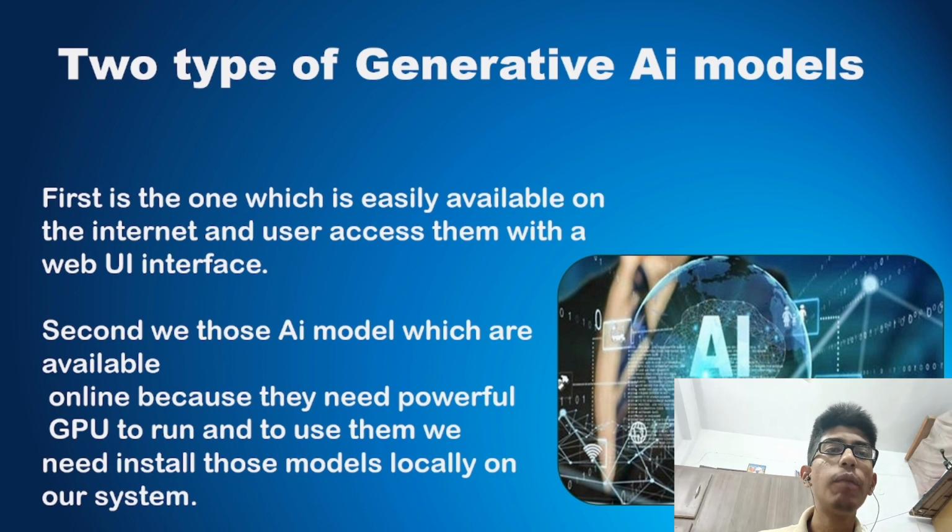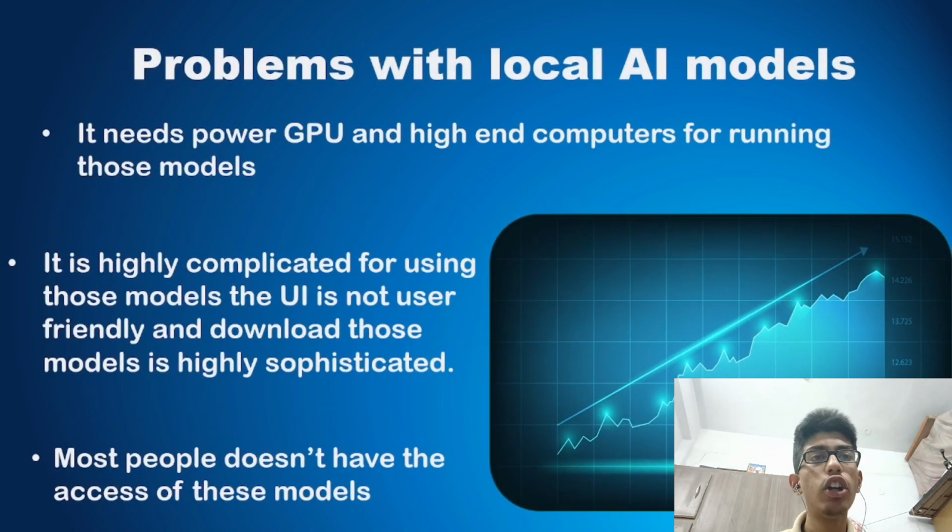But the second type of AI models are not available online, so you have to install the model locally on your computer, because they need a powerful GPU and a high-end computer to run. So the problem with these local AI models is that they need a powerful GPU and a high-end computer to run efficiently.